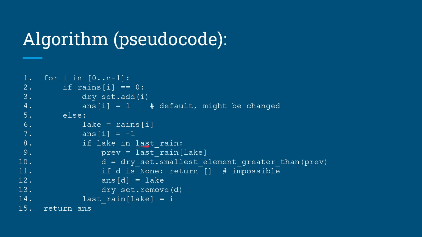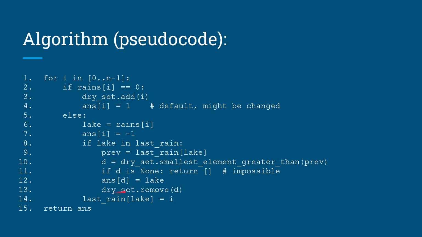Now if the lake is in the last rain set, you have to check if it is there, you need to find the previous. How? Last rains at lake, you will find the previous, you will get the D. You will say dry set dot smaller value will get, right? You will get the D. If D is none, return. If D is not available, return empty. It is impossible. Otherwise, you update answer at D equal to the lake.